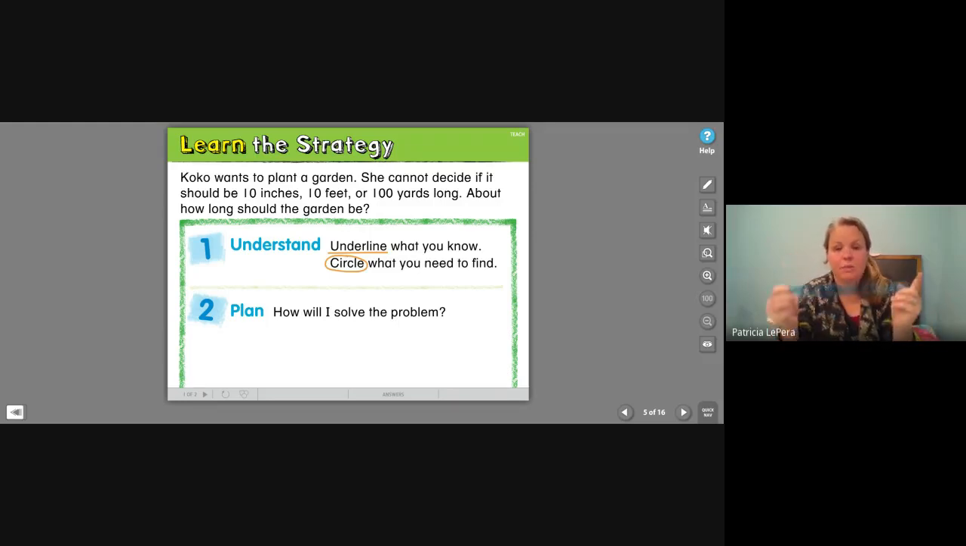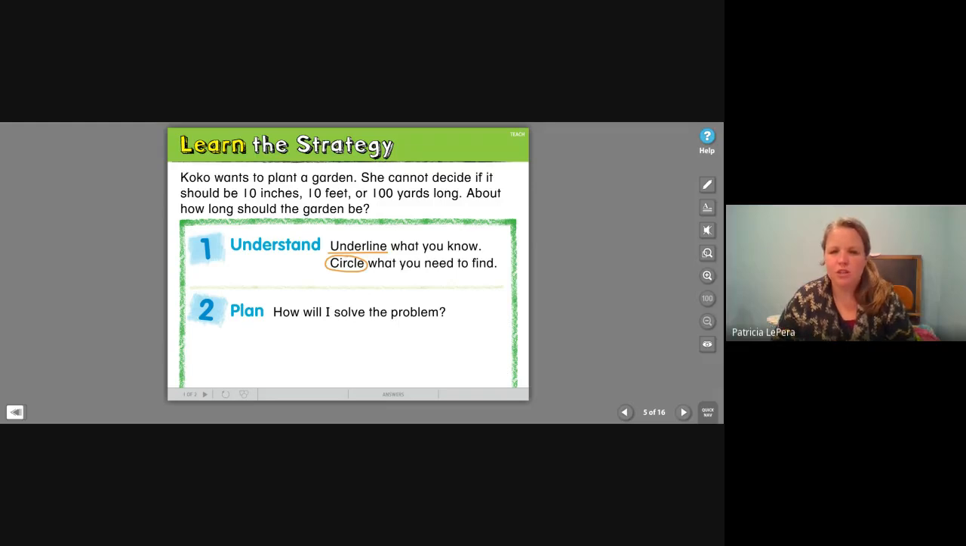10 feet would be the length of 10 rulers lined up. Save my spot. It's already 2. I could plant green beans there. Hold my finger here. Move my ruler. Okay. 10 feet seems like a pretty good answer.